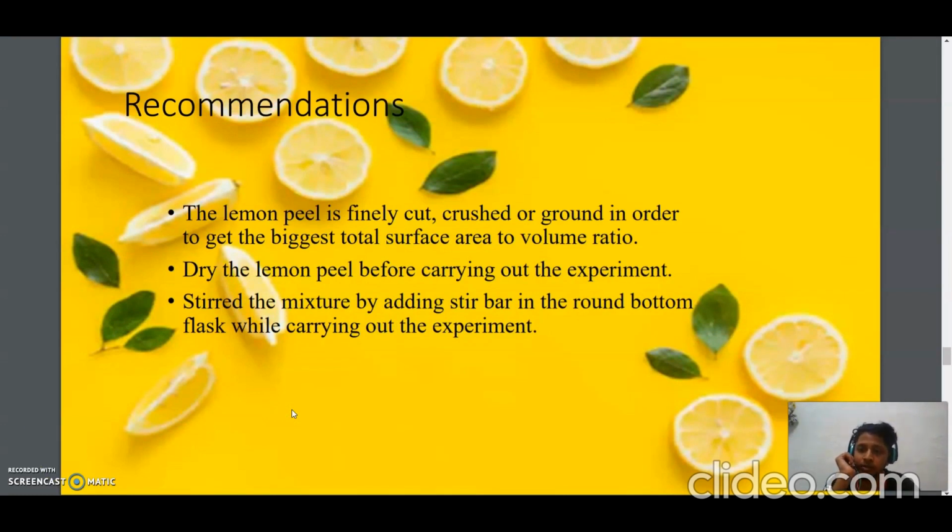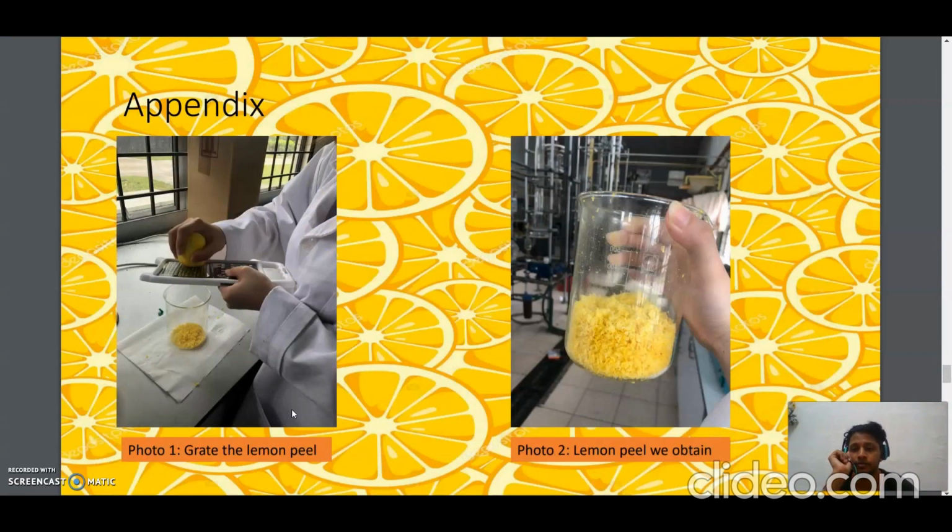Recommendation: the lemon peels should be finely cut, crushed or ground in order to get the biggest total surface area to volume ratio. This action could increase the rate of the distillation process. Then dry the lemon peel before carrying out the experiment. Stir the mixture by adding a stir bar in the round bottom flask while carrying out the experiment.